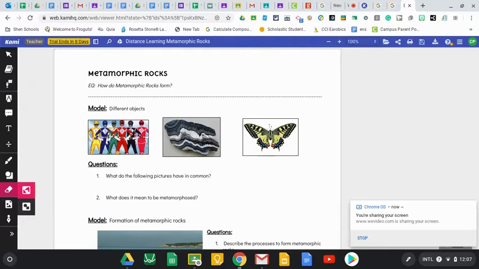So you're noticing changes. Metamorphic rocks form when sedimentary, igneous, or even metamorphic rocks undergo some type of extreme heat and pressure, and change. One thing to keep in mind, there is no melting involved. Once a rock melts, it solidifies, and that is an igneous rock. So these are extreme heat and pressure that does not involve melting.